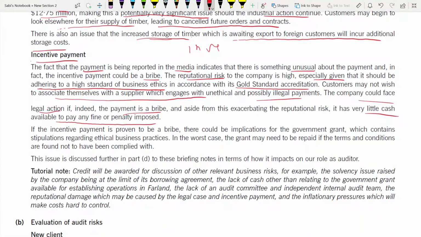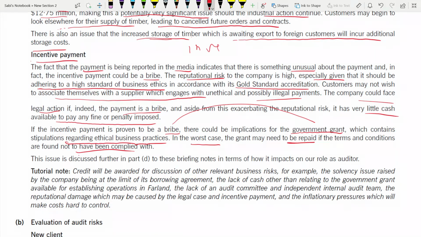You see, you are linking from various exhibits. If the incentive payment is proven to be a bribe, there could be implications for the government grant also. Again, you are linking this to the government grant, which contains stipulations, because the government grant is given to you based on that gold standard that you have got. That means you have got that because you are following ethical business practice. But if you are taking a bribe now, the government also will not give you the grant. So in the worst case, the grant may need to be repaid. You might have to repay the grant to the government if you are not complying with the terms and conditions.